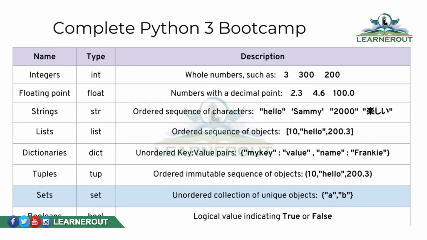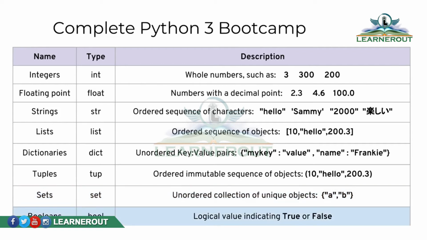Then we have sets, which are an unordered collection of unique objects. And again, we'll talk about that in a lot more detail. They're a little similar to a dictionary, but they don't have key value pairs. Instead, they're just unique objects in some unordered collection. So you don't have that colon key value pair. Again, we'll discuss it in more detail later on.